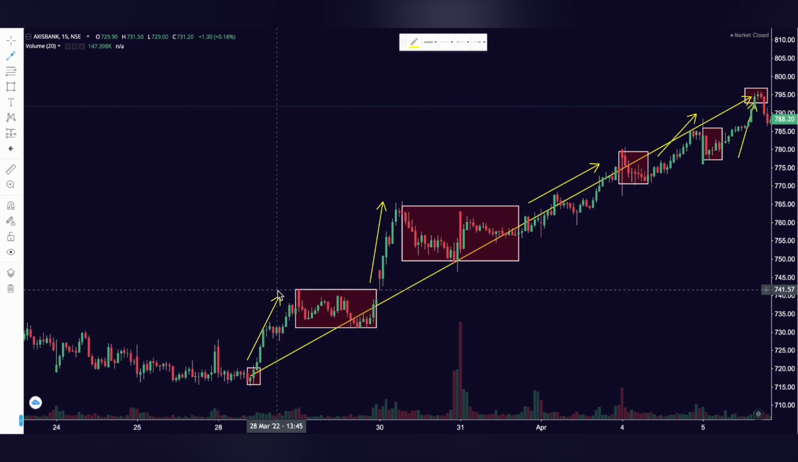Now during an uptrend, the Fibonacci has to be drawn from the swing low level to the swing high level. Now for example, let's take this Axis Bank chart itself. Now exactly from this level, the stock started going up, right?